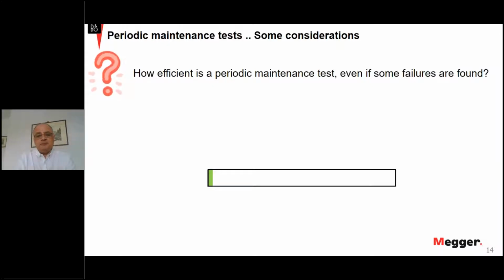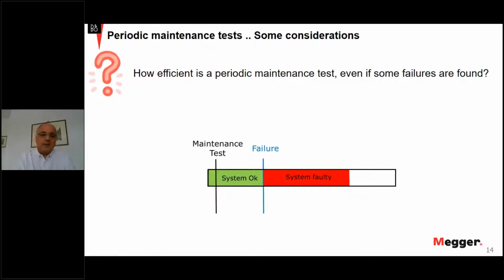Let's have a system. This is my substation. It's working fine. I do my maintenance test, it's passed, the system is working fine. Then somehow it gets a failure. I have the system faulty. It depends on how serious the damage is. Maybe I don't see it. And the next time I do the maintenance test, I can find out that the system was faulty. I do the repair actions. And after the repair actions, the system is working fine. That is quite normal. It still happens every day today.